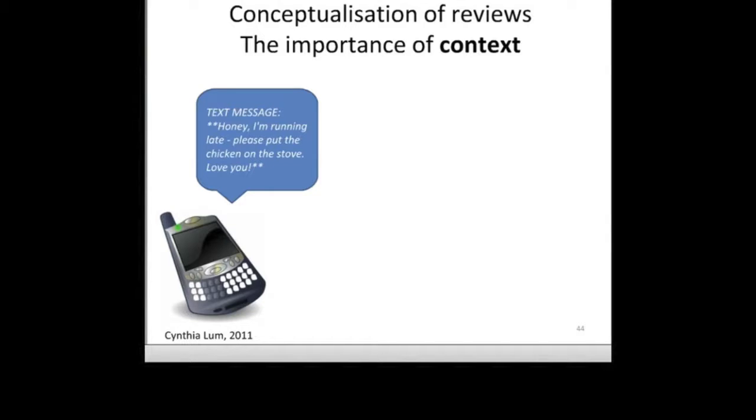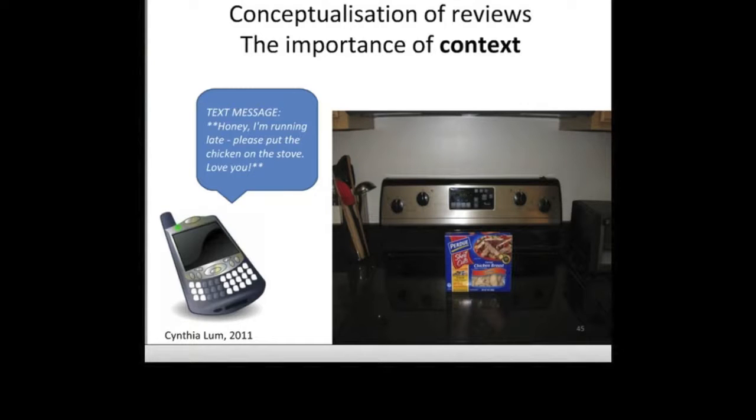And then she came home, and what she found was the chicken on the stove, but not particularly in the way she had meant it, because she actually meant, I'm late, so I want you to cook dinner for us tonight. He had interpreted it as, I'll just put the box on the stove, and then it's melted down the moment Cynthia will arrive.